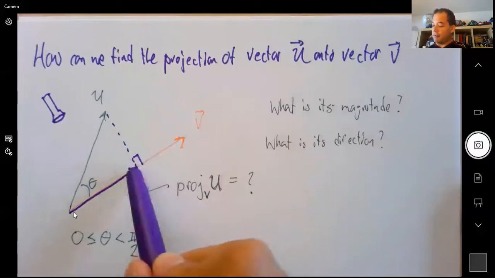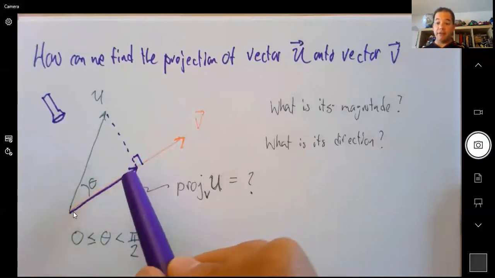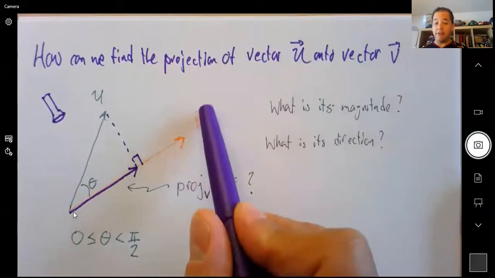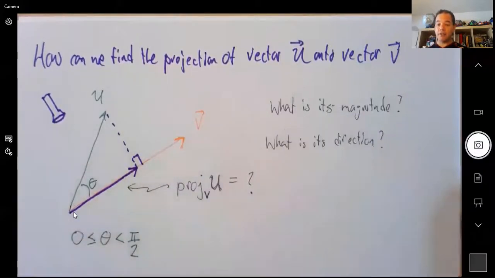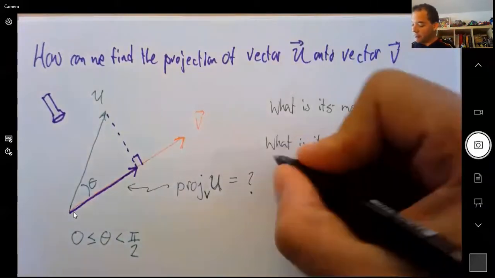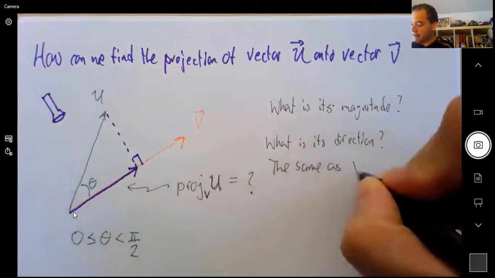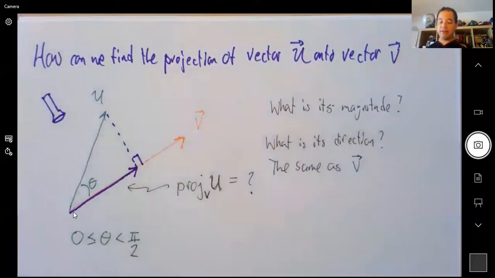So I didn't hear that. The direction of this purple one, we can tell, obviously, by construction, is the same as the direction of V, right? So the direction is super easy. Exactly. Thank you, Michael. So what is the direction? That's super easy. The same as V.